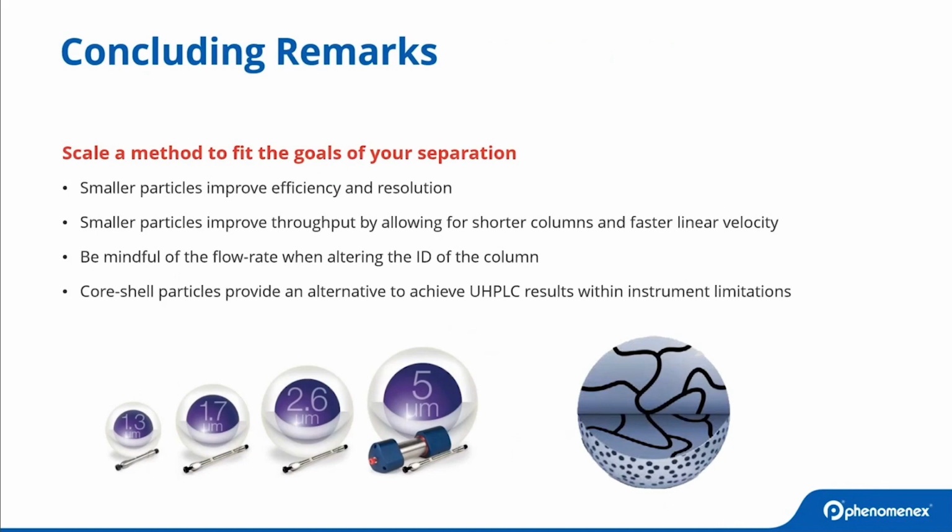Just be mindful that smaller particles will generate higher rates of efficiency, ultimately generating greater resolution. As a result, smaller particles are a means by which to improve throughput by allowing for shorter columns and certainly faster linear velocities. But as you go about scaling, keep in mind the relationship between flow rate and the internal diameter of your column. And then also always be mindful of the option of using core shell particles so as to achieve your UHPLC goals without necessarily generating excessively high back pressure.